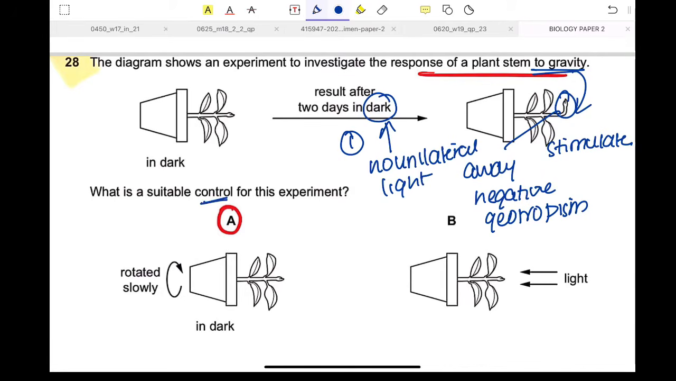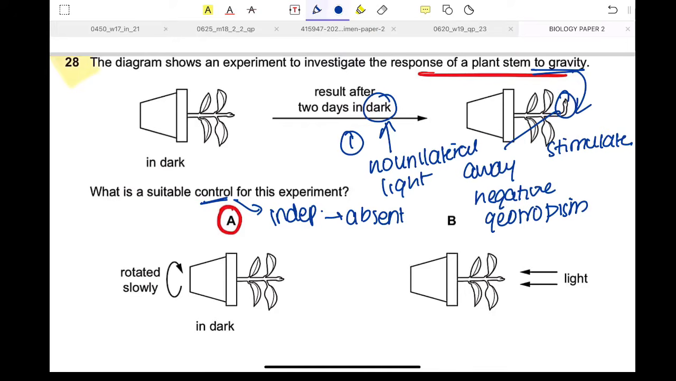So a suitable control for the experiment is always where the independent variable is absent, and the independent variable is something that we are changing. So here, when we are checking the response of the plant stem to gravity, we will change the gravity. So gravity is the independent variable, what we are changing. In a control, the independent variable is absent, meaning the unilateral, one directional gravity is not there.